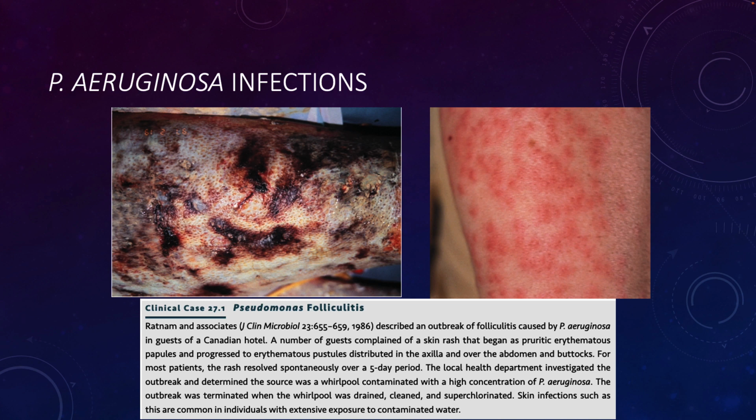For most patients, the rash resolved spontaneously. The local health department investigated and determined the source of the outbreak was a whirlpool, or like a jacuzzi, contaminated with high concentrations of Pseudomonas. The outbreak was terminated when the whirlpool was drained, cleaned, and superchlorinated. So basically this bacterium was just hanging out inside of a jacuzzi. There's not a whole lot of nutrients in there, and the bacterium was doing just fine. So skin infections like this are common in individuals with extensive exposure to contaminated water.